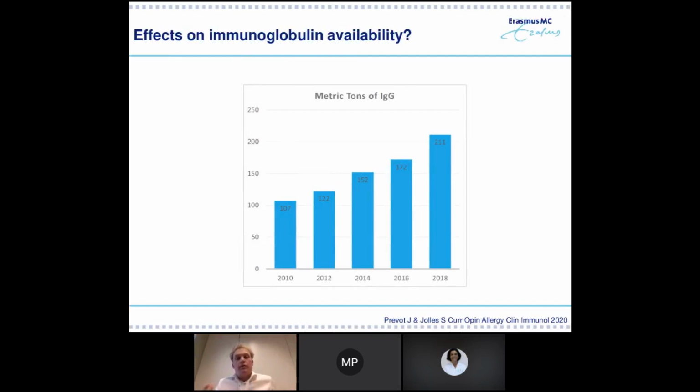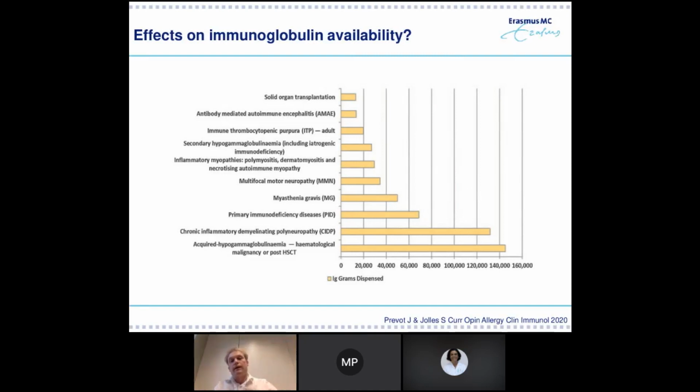So we see an increasing number of secondary antibody deficiencies, and it was also mentioned in this paper by Johan himself, together with Professor Jolles, that indeed this is what we see in the numbers of use of immunoglobulins worldwide. So over time, every year, the demand for immunoglobulin replacement therapy is increasing, and you see an increasing number of secondary antibody deficiencies related to hematological conditions and to the use of immunosuppressants. This is a table taken from the same paper showing the situation in Australia.